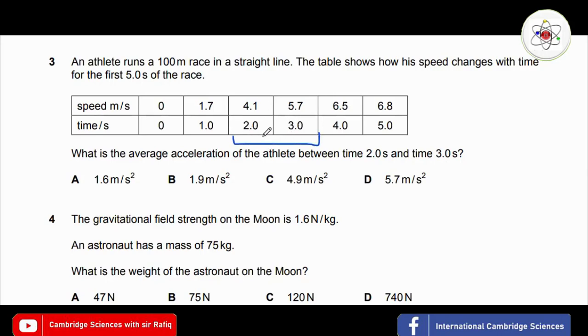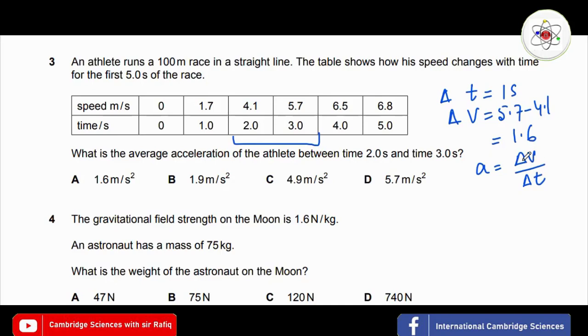So the change in time is equal to 1 second, and the change in speed is equal to 5.7 minus 4.1, which is 1.6. As acceleration is equal to change in speed divided by the time taken for this change, 1.6 over 1 will be 1.6 meter per second square.